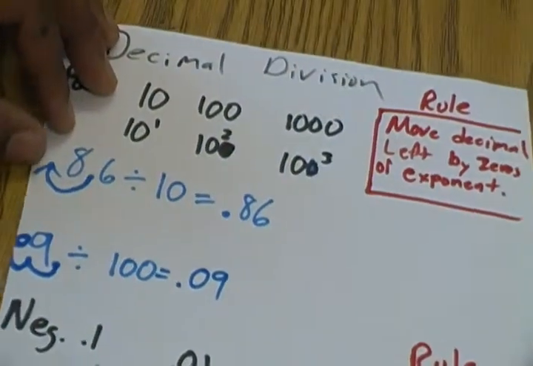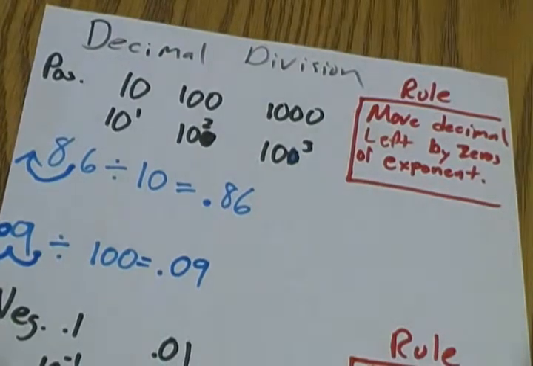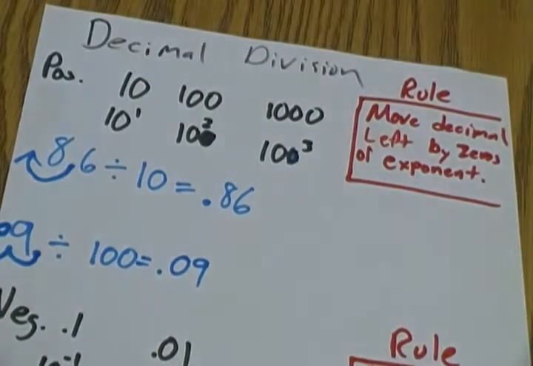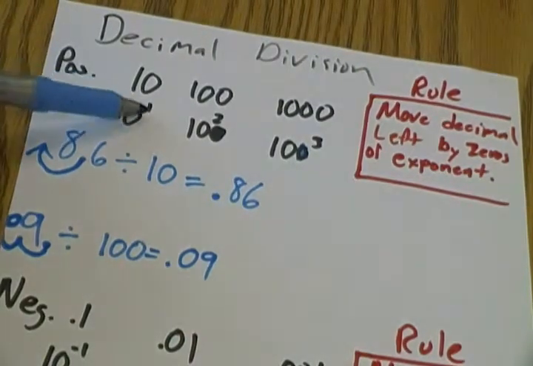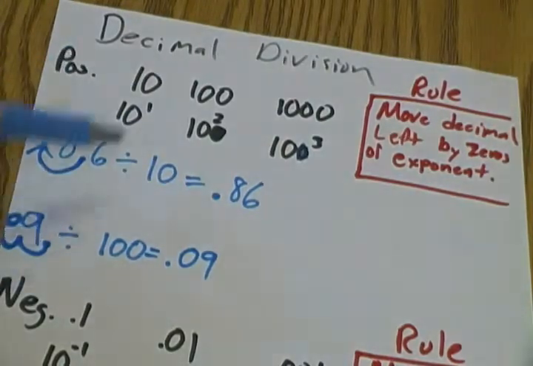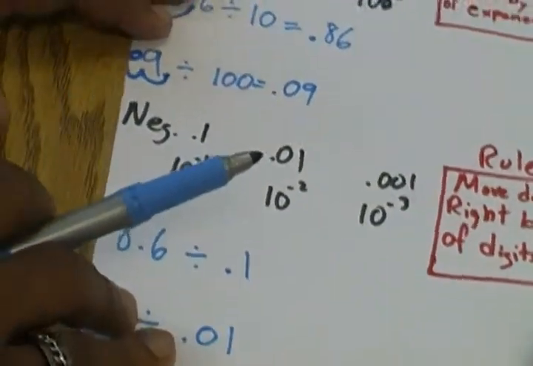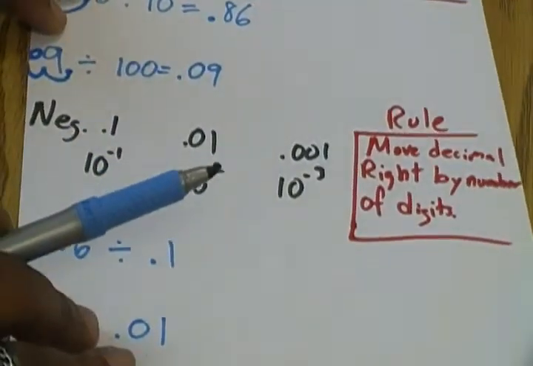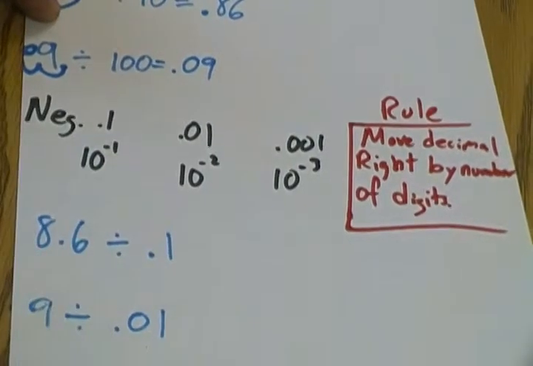Once again, the rule: when you're dividing by a positive power of 10, you're moving the decimal to the left by the number of zeros, or based upon the exponent. This is 10 to the power 1, so we hopped over once. 100 is 10 to the power 2, so we hopped over twice. Now there are also negative powers of 10. Those are actually the decimal ones: 1/10, 1/100, 1/1000.